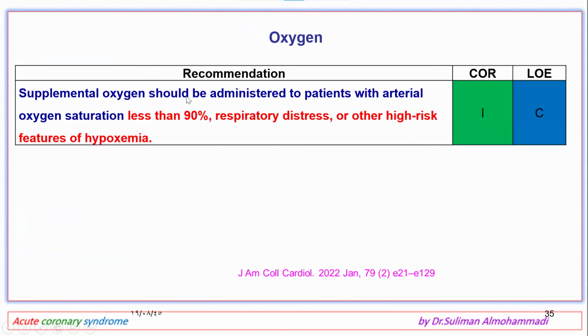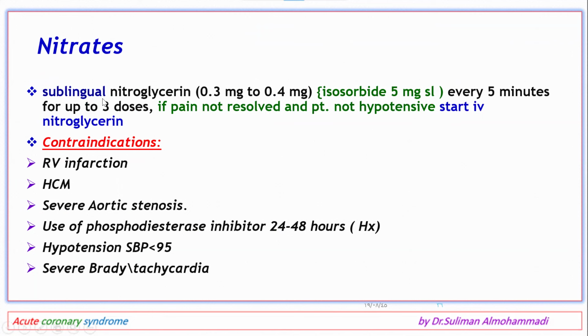Oxygen is recommended for any patient who has oxygen saturation lower than 90%, or respiratory distress, or other high-risk features of hypoxemia. Nitrates can be given as sublingual nitrates, 0.3 to 0.5 milligram, every 5 minutes for up to 3 doses. If the pain is not resolved and the patient is not hypotensive, start IV nitroglycerin.